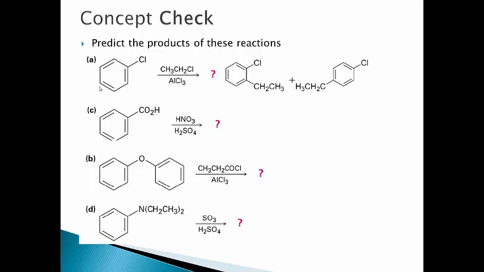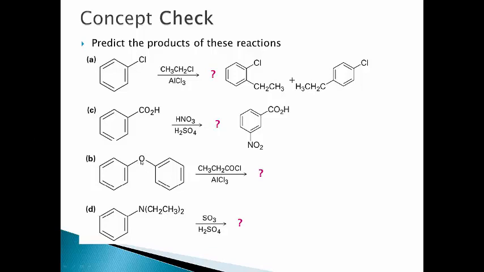So the next one, we have a carboxylic acid. This is a meta-directing deactivator. We're adding on an NO2 group with these conditions. Okay, so we would just get one meta product. The reactivity is very, very slow for that reaction.